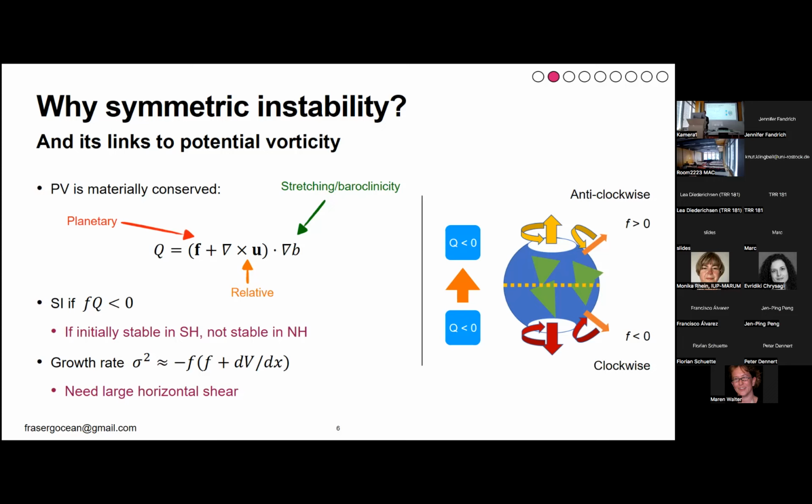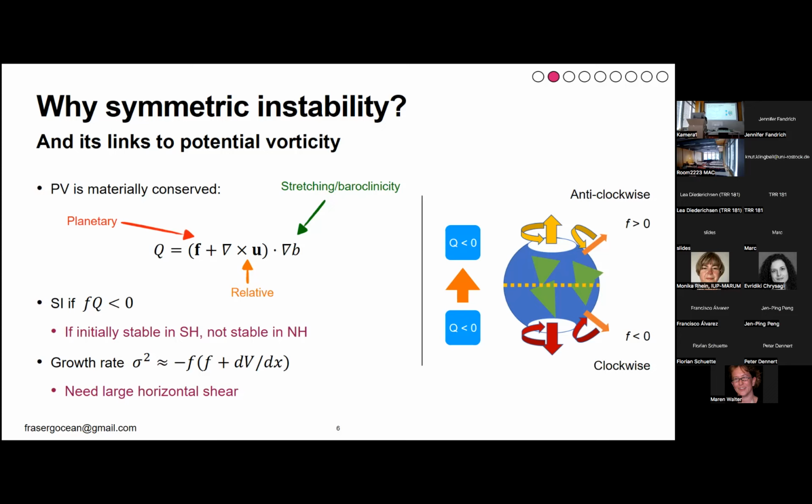Potential vorticity is given by this equation here. We can see we've got a component of planetary vorticity. We have this curl of U, so this relative vorticity component. And we finally take the dot product with the gradient of the buoyancy field. So this is our stratification in baroclinic terms. And this quantity is materially conserved. So if we measure the PV of a fluid parcel at one time, and we follow that fluid parcel around, as long as we're not forcing either the momentum or the buoyancy, we expect this quantity to remain the same.